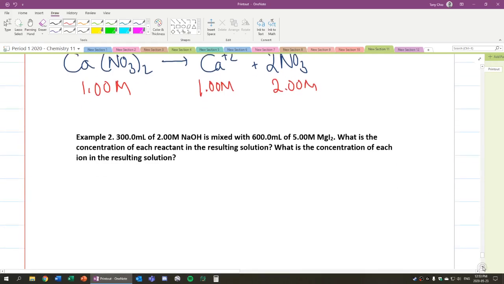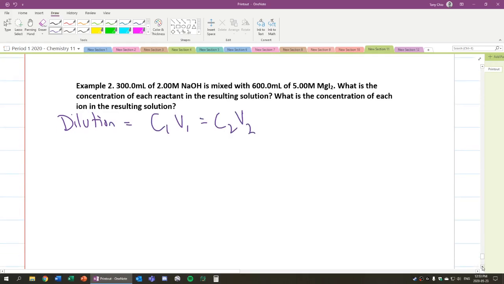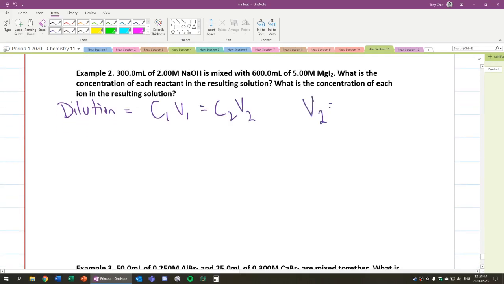Okay, let's take a look at this next one. If 300 milliliters of 2 molarity NaOH is mixed with 600 milliliters of 5 molarity MgI2, what is the concentration of each reactant in the resulting solution? What is the concentration of each ion in the resulting solution? So this is a dilution question, and you remember, dilution is C1V1 equals C2V2. We're going to treat each of these as individual dilutions. We also know that V2 is equal to 900 milliliters.